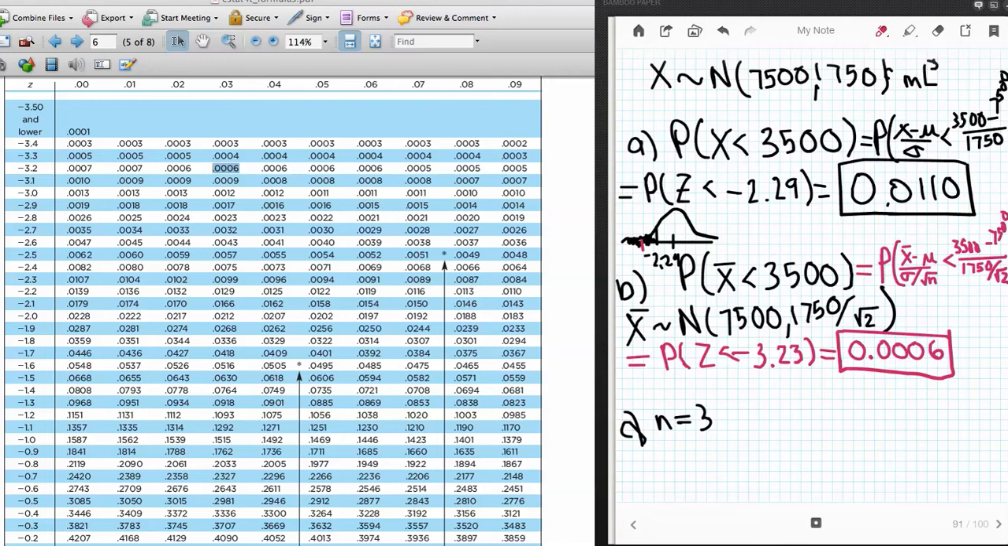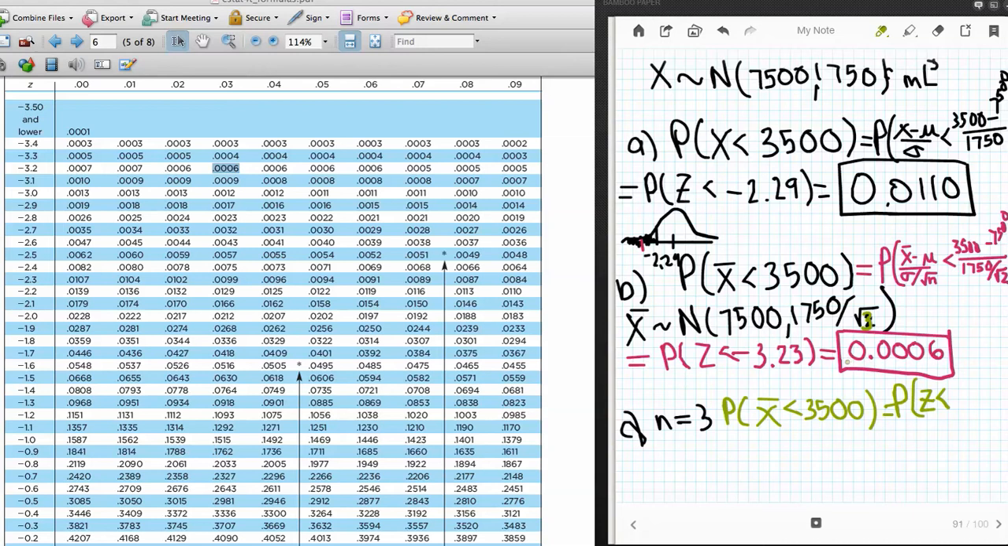Now finally, they've asked us to do it with a sample of size 3. So they take a sample once a week for 3 weeks, and then they find out what's the probability that the average is less than 3,500. So now again, the only thing that's going to change is this 2 is a 3, and we should see even less jitter. So we're going to see the same sort of thing, that our z is less than, and this one's going to be an even larger number.